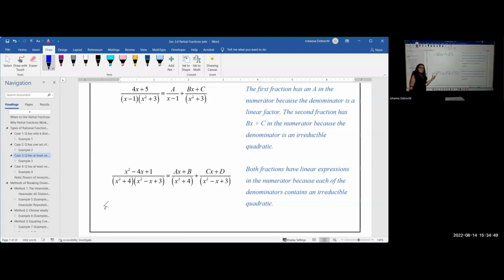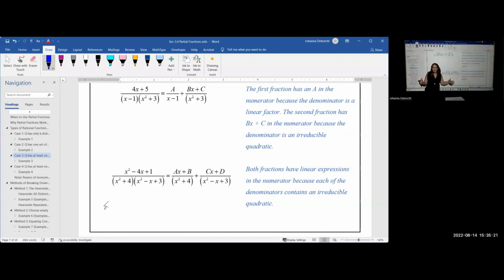Now let's look at this next example that we have here. We have x squared plus 4, an irreducible quadratic here, and we have x squared minus x plus 3, which is also an irreducible quadratic factor. Neither one of these factors any further, which means when I break it apart, they only show up once, so I need one term for each of those distinct factors, and the numerators have to be linear in order to be precisely 1 degree less than the factor in the denominator.